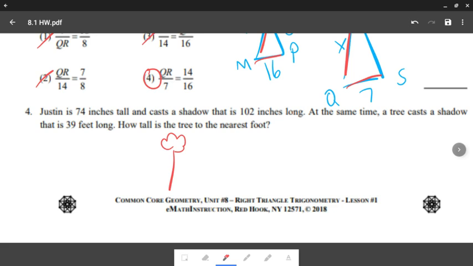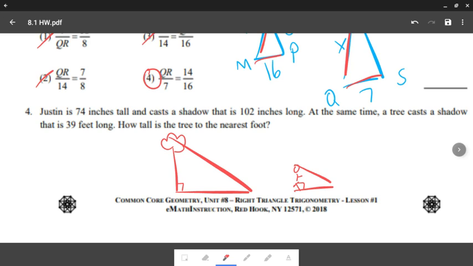Try to make it a little bit straighter, close enough. And here's my tree shadow. Then we have a person over here. And then we have the person shadow. All right, now both of these two pictures form right triangles.